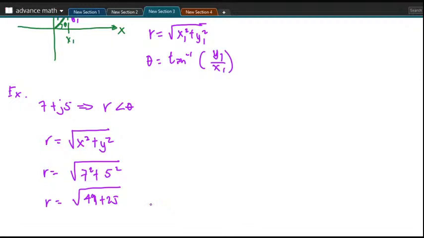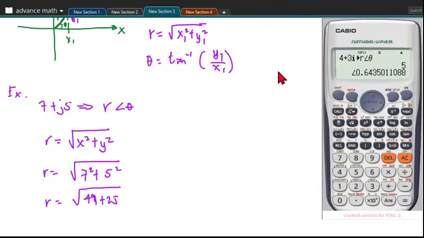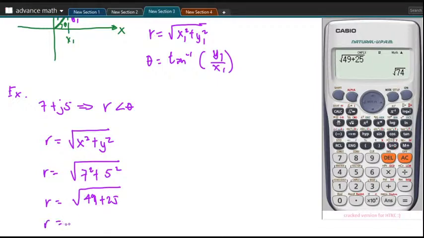Okay, so we will be using our calculator. Let's first have our calculator on the screen. Okay, we now have our calculator on the screen. So that will be the square root of 49 plus 25, which is equal to the square root of 74. So our r is equal to the square root of 74.